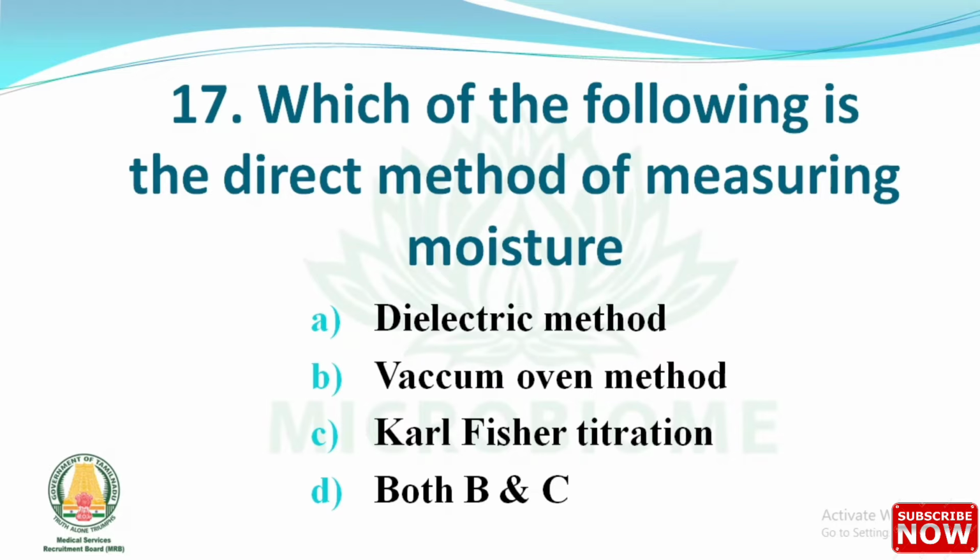And next question, which of the following is the direct method of measuring moisture? The options dielectric method, vacuum oven method, Karl Fischer titration, both B and C. The right answer option D, both B and C, vacuum oven method and Karl Fischer titration.